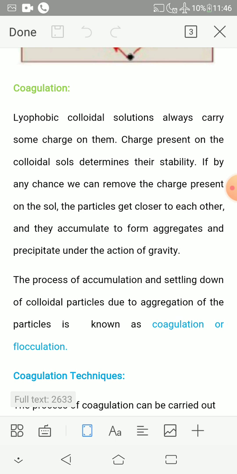Generally, lyophobic colloidal solutions always carry some charge on them, and the charge present on the colloidal particles determines their stability. If by any chance we remove the charge present on the colloidal sol, the particles get closer to each other and accumulate to form aggregates and precipitate under the action of gravity. This process of precipitation under the action of gravity is known as coagulation.